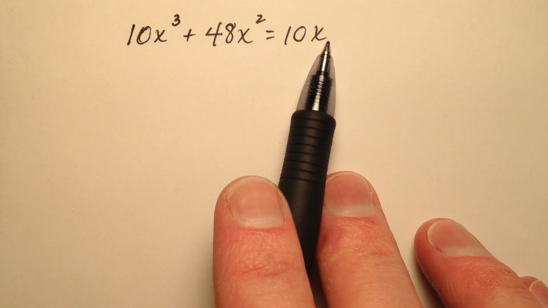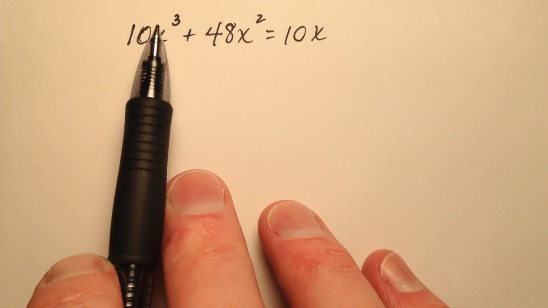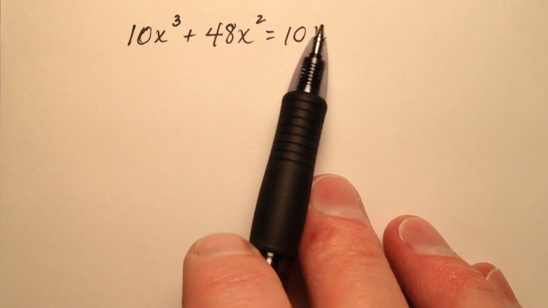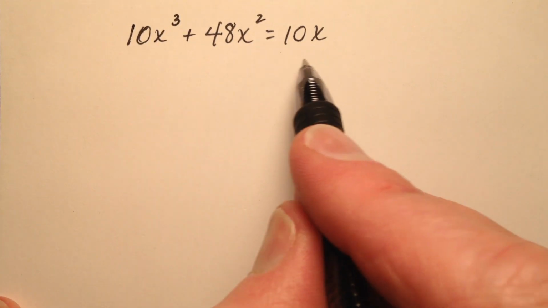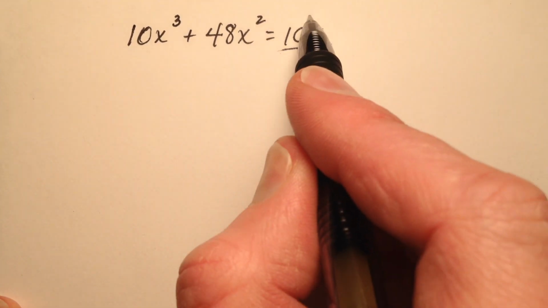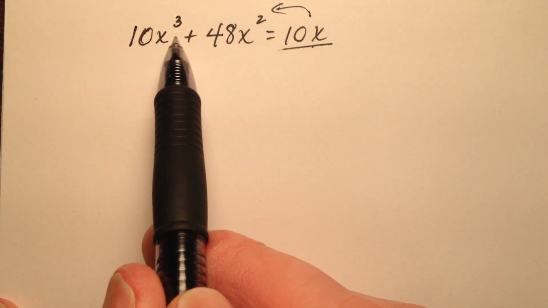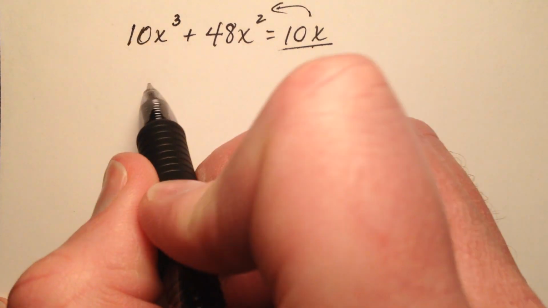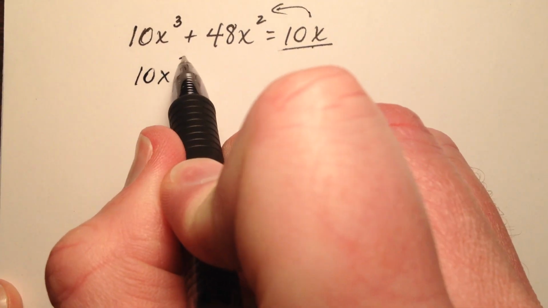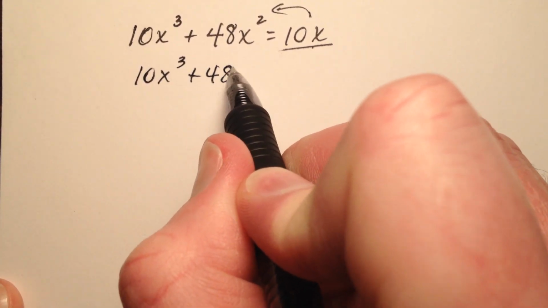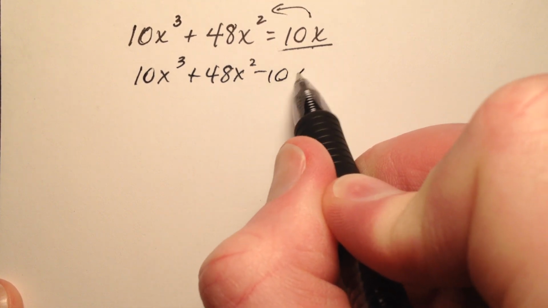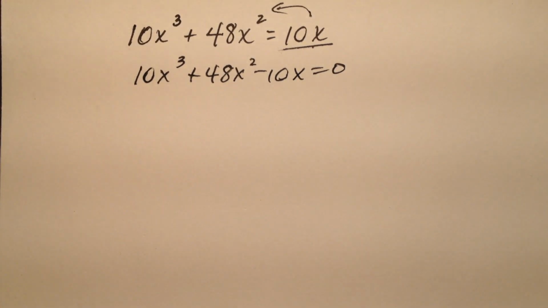And yes, I'm going to use factoring on this, so I need to have all my terms on one side of the equal sign, and they need to equal 0. So I'm going to go ahead and push this 10x over to the left side, because that's where my highest degree term is positive. So 10x cubed plus 48x squared minus 10x equals 0.